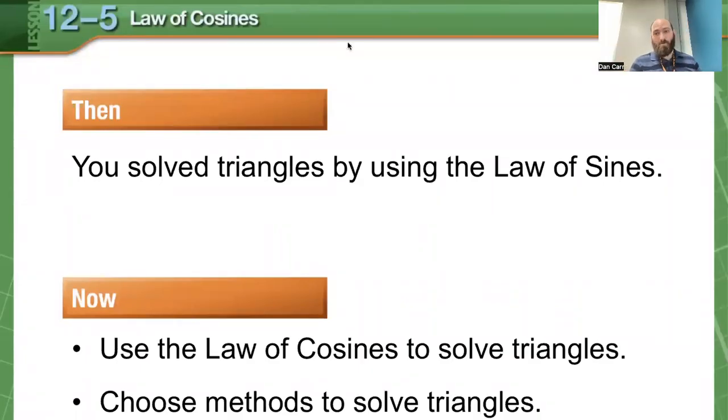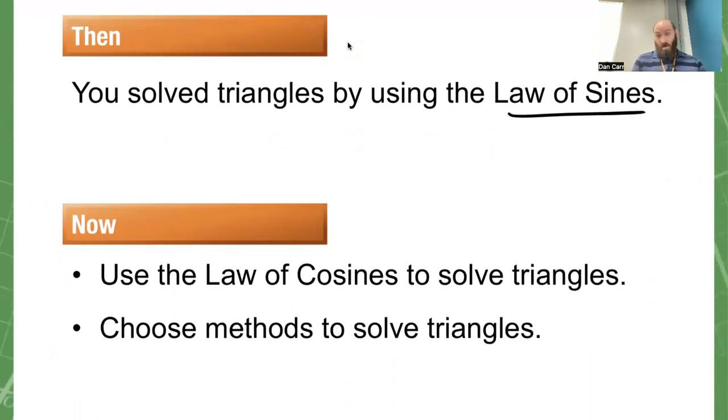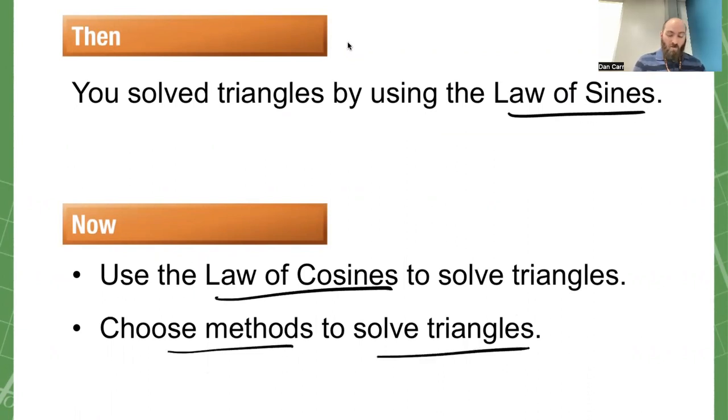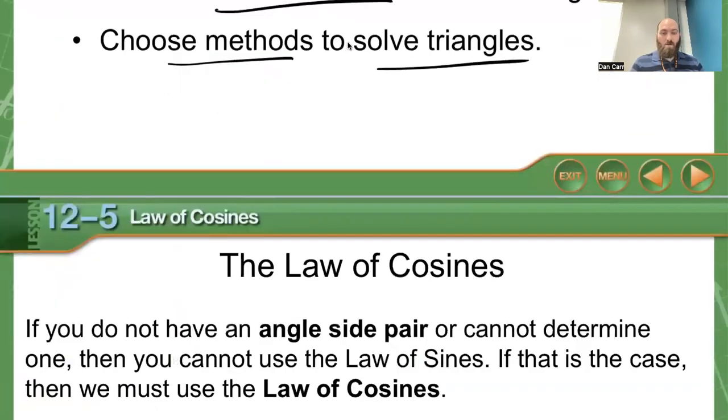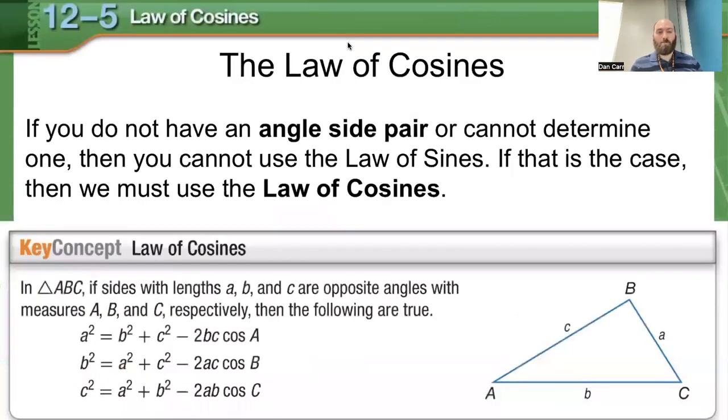Today we're going to be talking about 12.5, Law of Cosines. So this is kind of similar to our Law of Sines, but obviously it's cosine, so it's different. The biggest thing is we're going to learn how to use our Law of Cosines, but also make sure we understand which method to use to solve our triangles. So first thing is, what is the Law of Cosines?